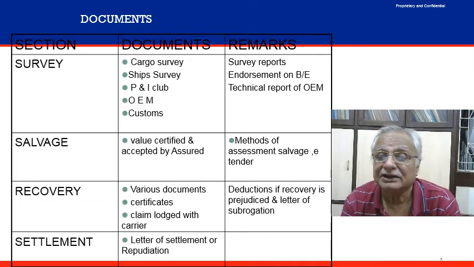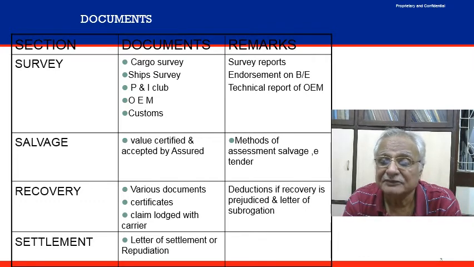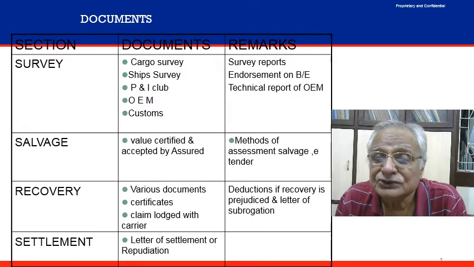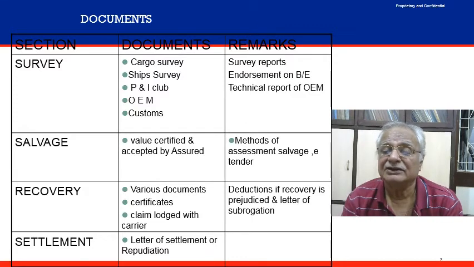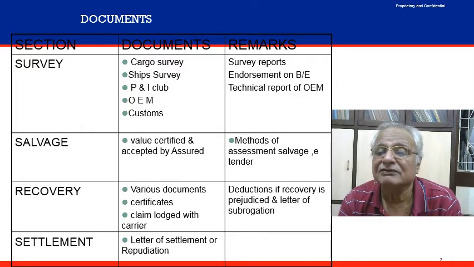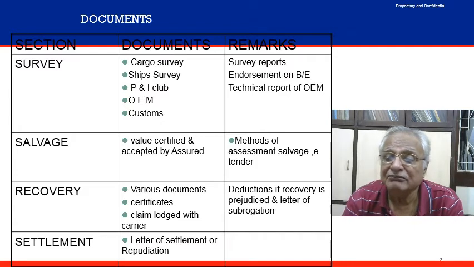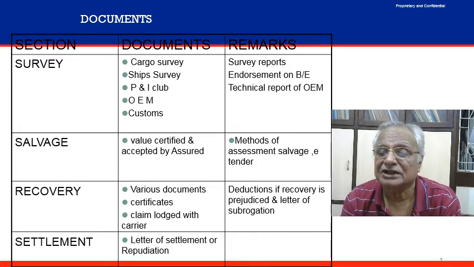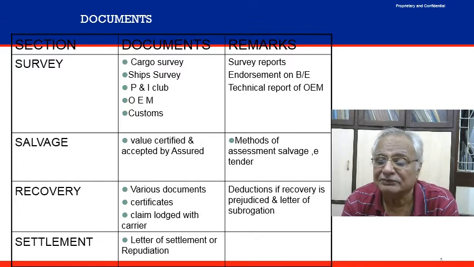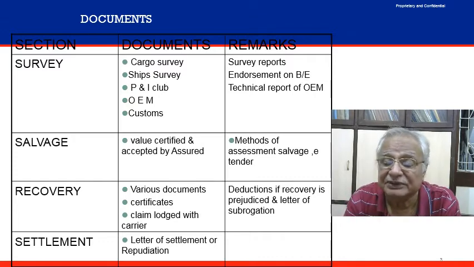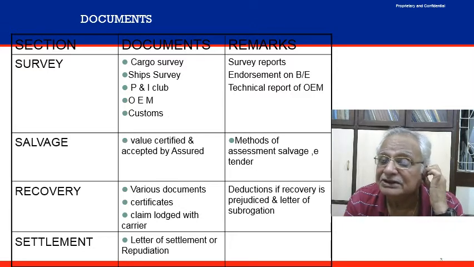It is a cargo surveyor, ship surveyor or P&I club surveyor, or a container freight station or inland container depot surveyor. Then there is the original equipment manufacturer's surveyor, and customs are also involved. As for what documents you get from them: customs will have the endorsement on the bill of entry. The OEM may give his report to the insured or consignee, and you can always obtain a copy of that. It is not a privilege, and it is not a document that will not be shared with someone.